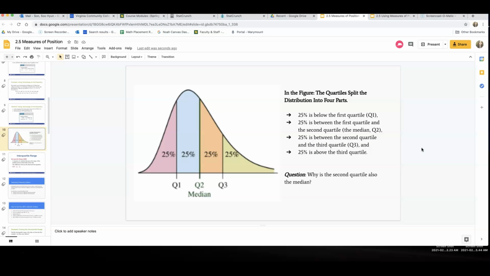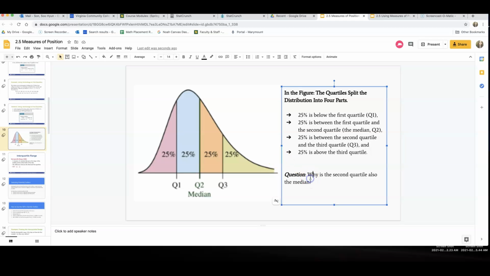So I'll talk about this here. About 25% is below Q1. So this pink region, this is 1/4, and about 50%, 2/4, is below Q2, and about 3/4, 75% is below Q3, and we have another quarter to the right side of Q3. The question is, why is the second quartile also the median? Because the second quartile is where we have 50% to the left and 50% to the right.